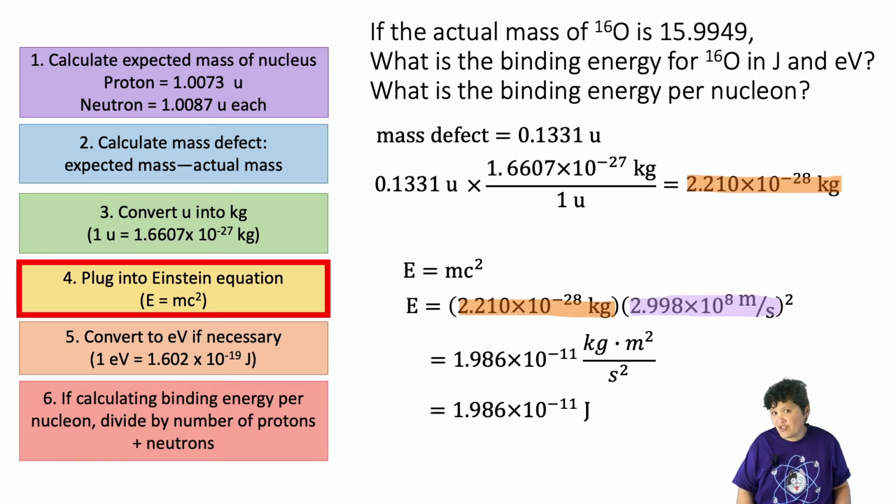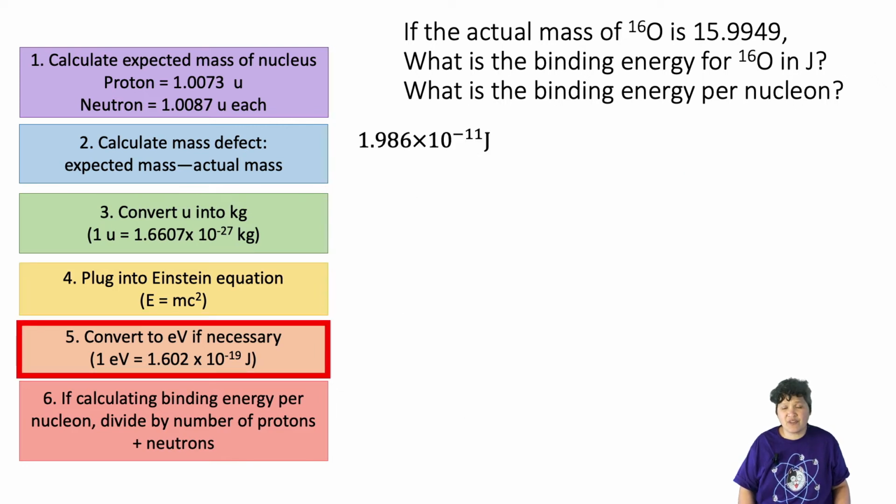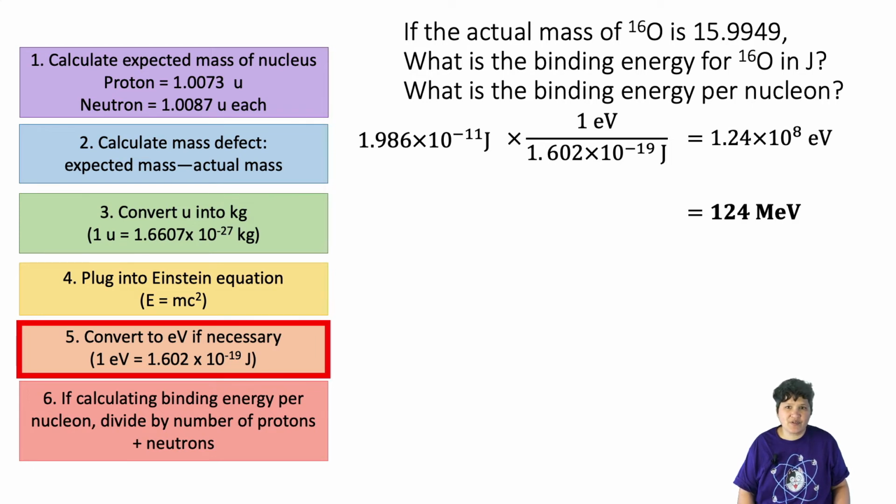The problem also asked us to give the binding energy in electron volts, so let's convert that now using the conversion factor of 1 electron volt per 1.602 times 10 to the minus 19th joules. This gives us 1.24 times 10 to the 8th electron volts, or 124 mega electron volts.